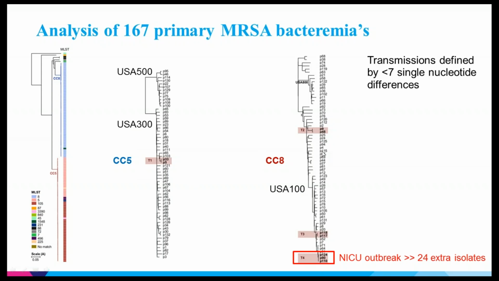3 of these were smaller. They involved only 2 patients in each event. But there was also a larger cluster, which is T4 at the bottom right, which coincided with a NICU outbreak that was ongoing at the time that we were sequencing. And in addition to the 3 primary isolates that we sequenced, we received another 24 additional isolates that were collected during the outbreak. And we sequenced those as well.